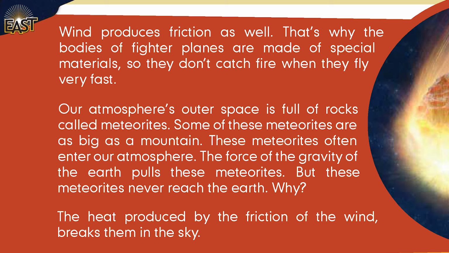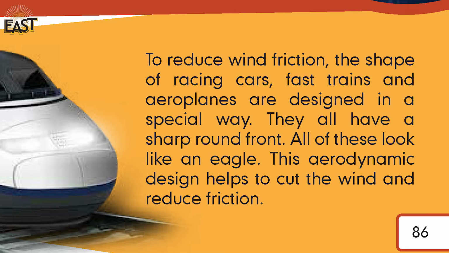These meteorites often enter our atmosphere. The force of the gravity of the earth pulls these meteorites, but these meteorites never reach the earth. Why? The heat produced by the friction of the wind breaks them in the sky. To reduce wind friction, the shape of racing cars, fast trains and aeroplanes are designed in a special way.